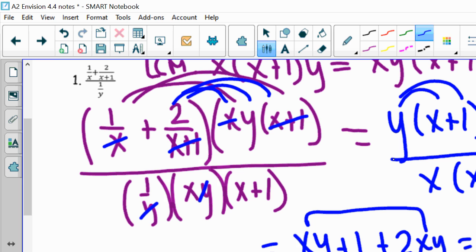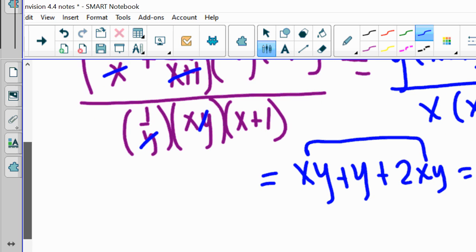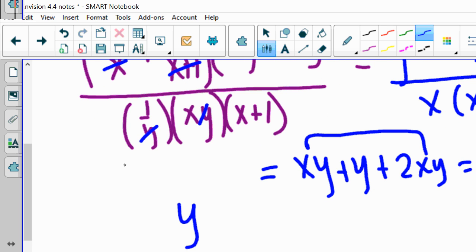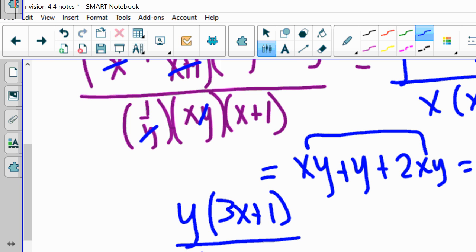I just worked that out wrong. Hold on a minute. Let's go back. I multiplied wrong. So this right here should have been, when I multiply y times x plus 1, y times 1 should have been y. So sorry about that. So now I get 3xy plus y over x times x plus 1. Now I can factor the top. What can I pull out of the top? They both have a y in there, so I'm going to pull a y out, and I get y times 3x plus 1 over x times x plus 1. That is my final answer.